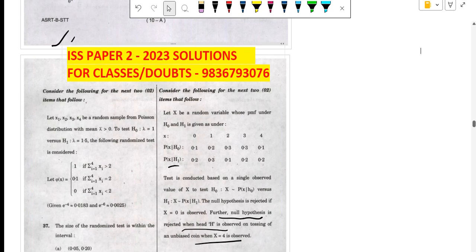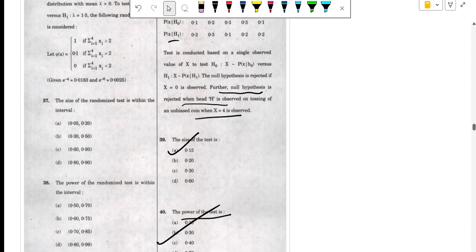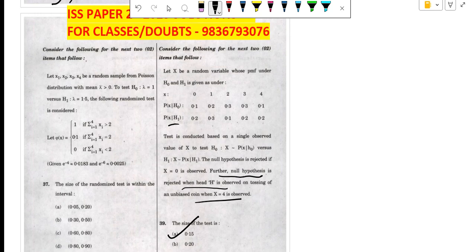Dear students, let's get started with 37 and 38 here. So X1, X2, ..., Xn be a random sample from the Poisson distribution with lambda greater than 0, and these are given. Phi, these two values are also given. Size of the randomized test within the interval.